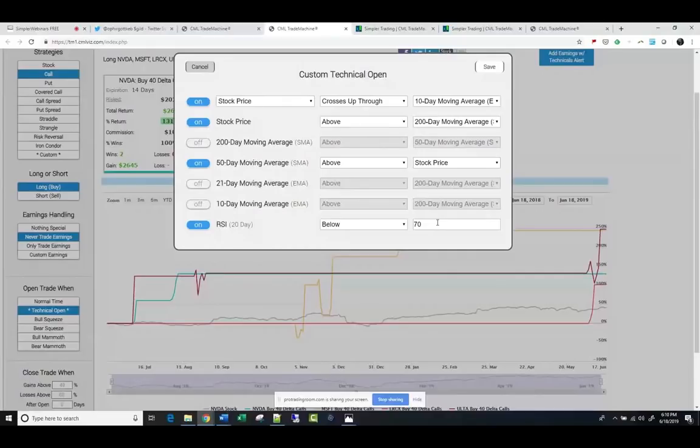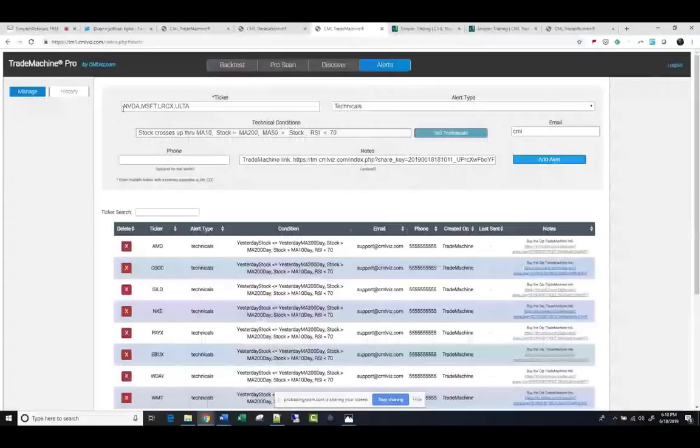I'm going to add them. It's NVIDIA, Microsoft, Lam Research, and Ulta. These are technicals. Again, the way you set the alert, if you want to do it manually, you just click the Set Technicals button. These are done automatically if you do it from the Backtest tab.